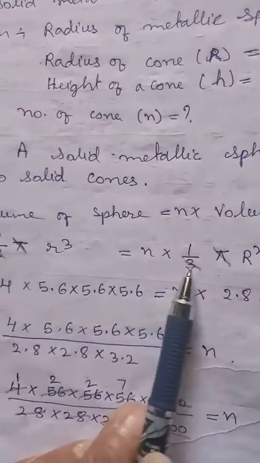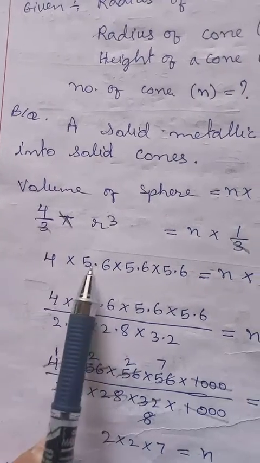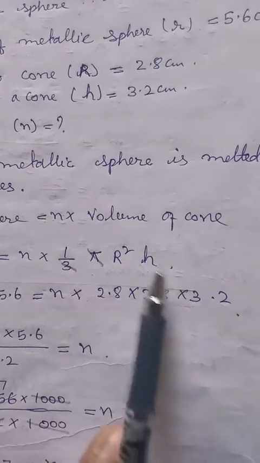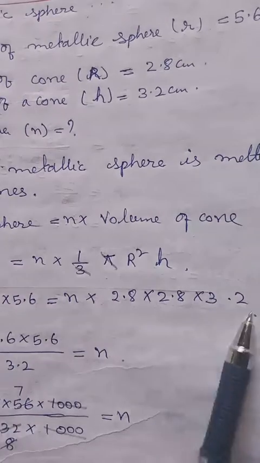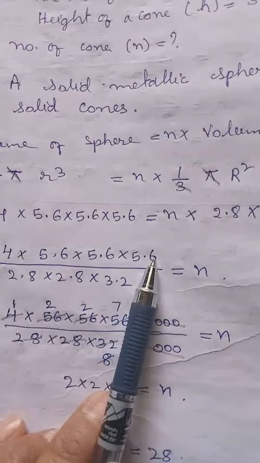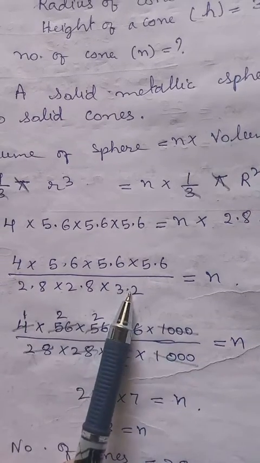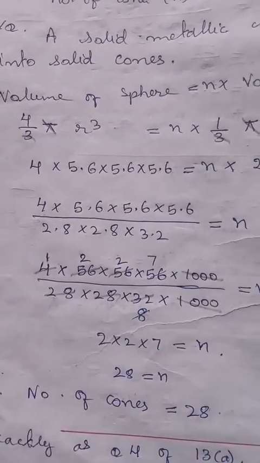If we compare, the 3 we have down, we can cancel. Pi we can cancel. Small r we know, 5.6, so we write it 3 times because of the power 3. N remains the same. Capital R we know is 2.8. H we know is 3.2. Now we want n. So what is up, we can cross multiply down. Here we have 3 numbers after the decimal, so we can multiply by 3 zeros down. Here also we have 3 numbers, we can multiply by 3 zeros up. So this 2 we can cancel. Then we start to divide.